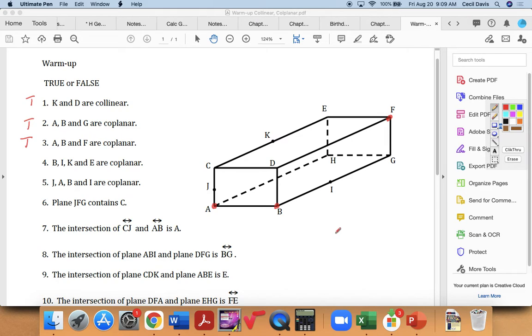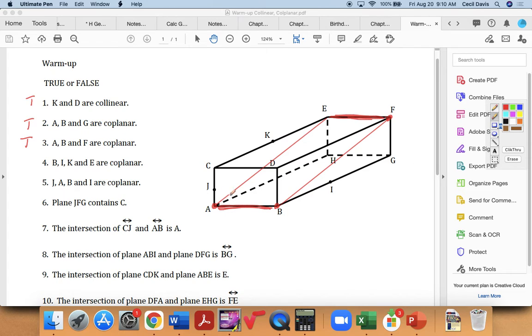Now, you may be going, what the heck, Mr. Davis? There's no plane that has A, B, and F on it. Ah, but there is. If I go from A to B, notice that EF is parallel to that, right? And as we discussed, parallel lines are always on the same plane. So here's the plane that connects those. It looks like this.